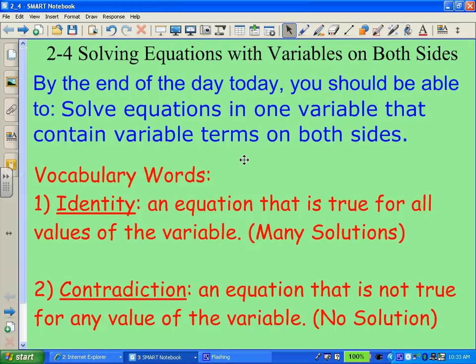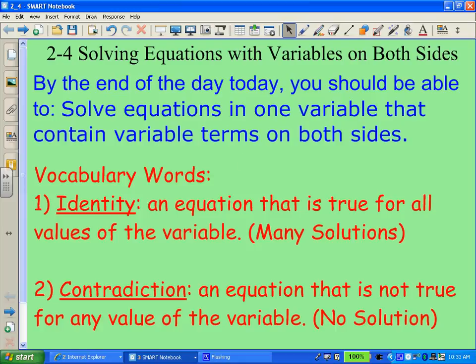So an identity is an equation that's true for all values of the variable. In other words, it's an equation that has many solutions. Then a contradiction is an equation that is not true for any value. So in other words, it's an equation that has no solution. No value of x works.